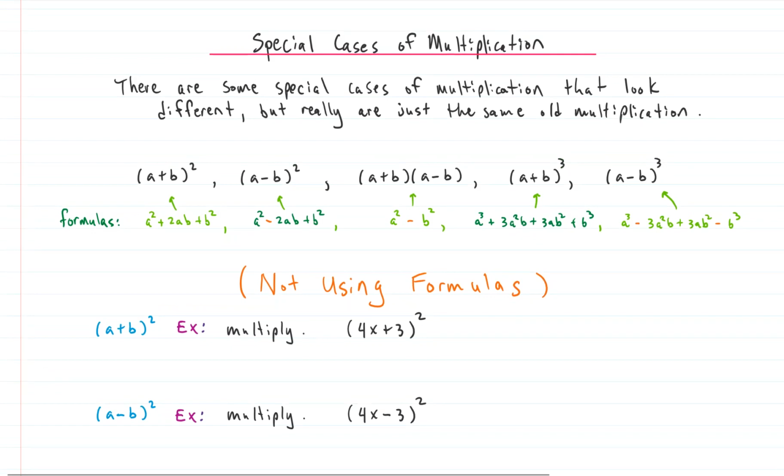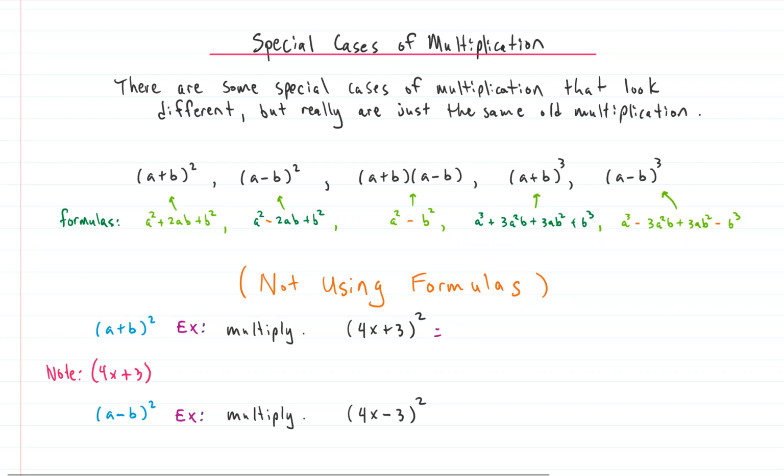So the first example here is to multiply a binomial that's squared. So 4x plus 3 quantity squared. When we're multiplying this out, we need to first realize what we have. And I need to stop right here because there's one thing that commonly happens here. I'm going to put it down here as a note, of what not to do.